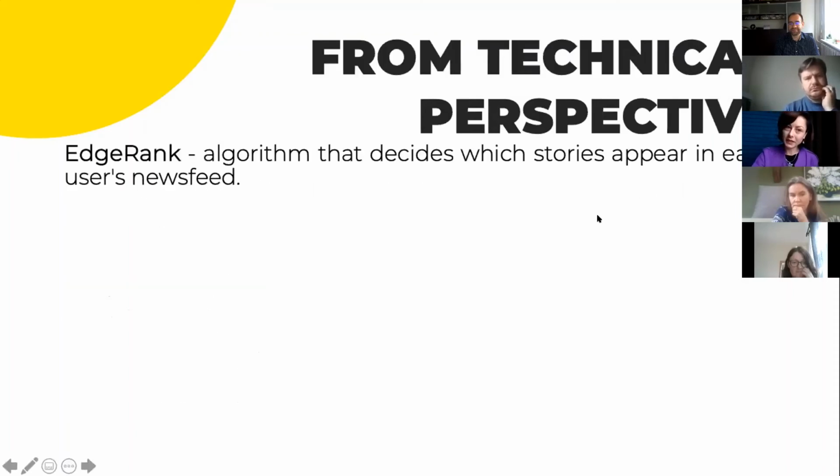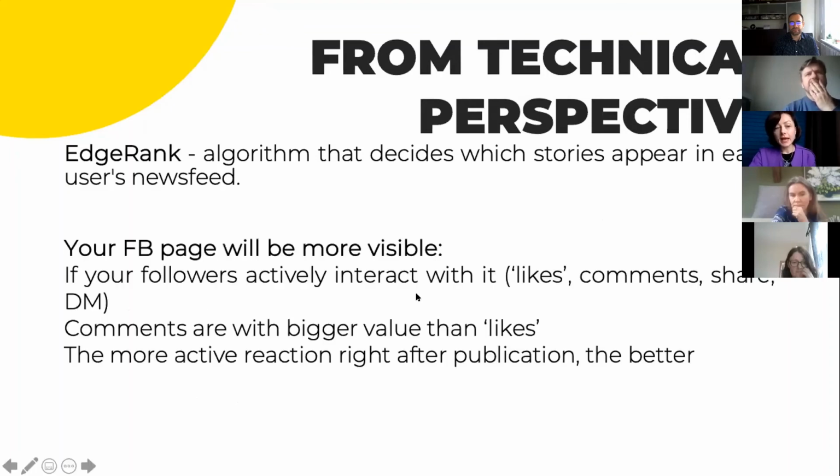And from the technical perspective, as I mentioned, Facebook is working very, very much on its algorithm that decides which posts and stories will appear in users' newsfeed. Your page will be more visible if your followers actively interact with it and put likes, comments, shares, direct messages, or mention you somehow. Comments are of bigger value than likes, and the more active the reaction right after publication, the better.